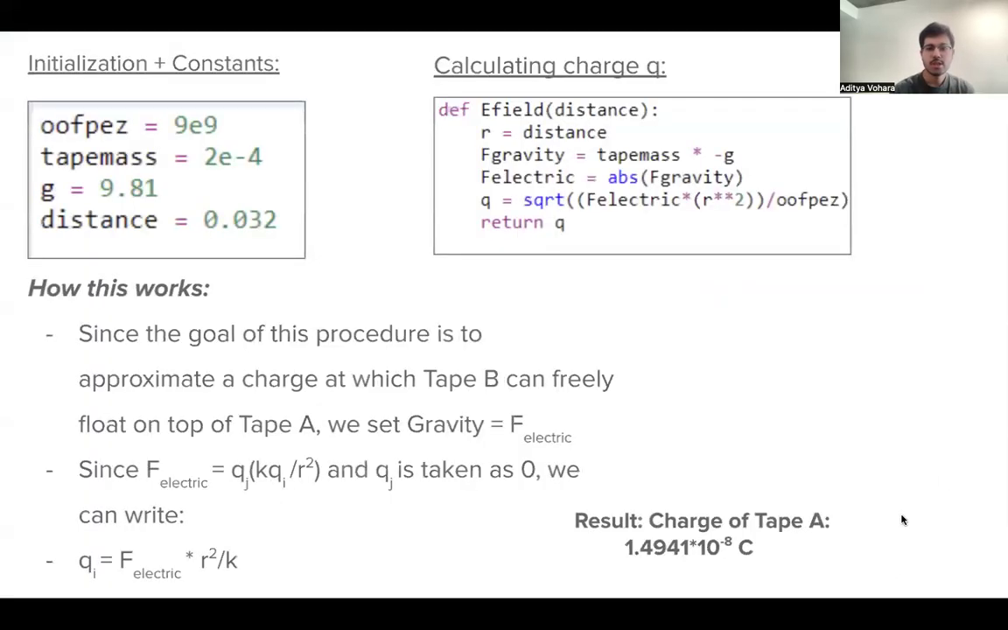So the coding portion here, as you can see, the various code has been shown here. How this model works is we are setting gravity equal to the force of electricity, and hence we can write the charge on tape A as the force of electricity times r squared divided by k, which we already know. The result of this was 1.4941 times 10 to the minus 8 coulombs.